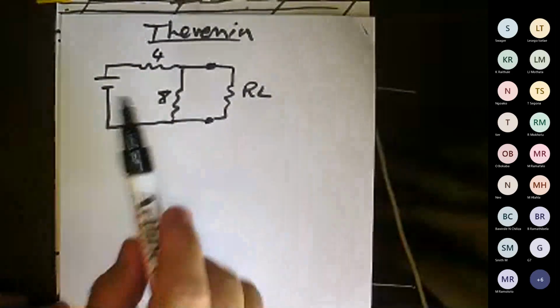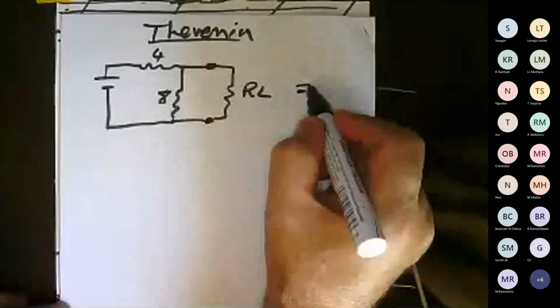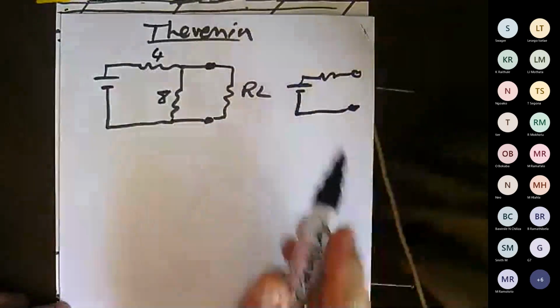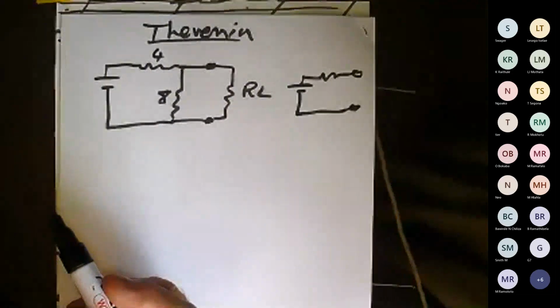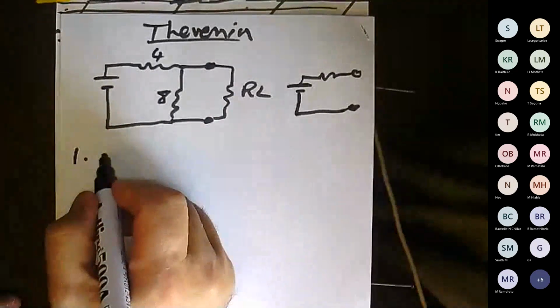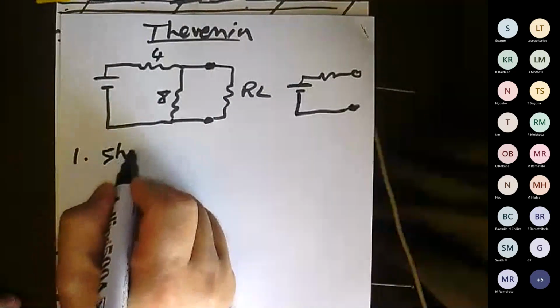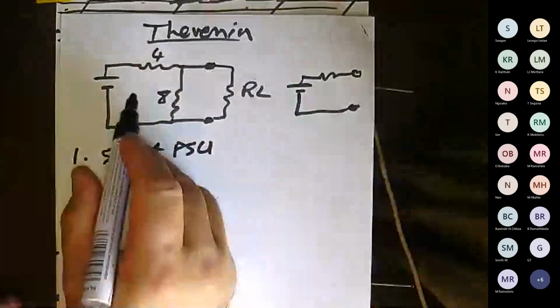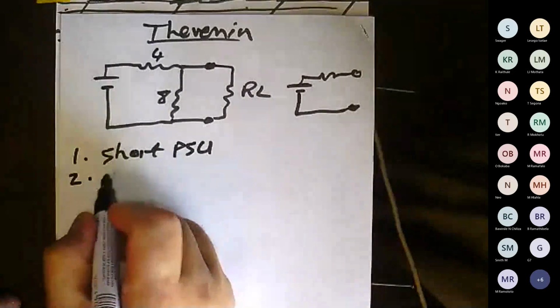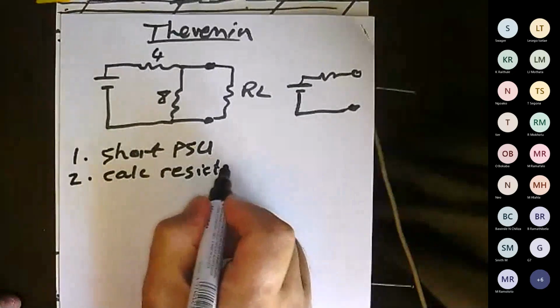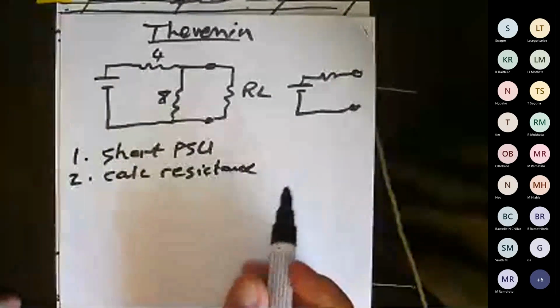What I need to do, I need to have one voltage and one resistor. That's my Thevenin equivalent circuit. To have one voltage and one resistor, I must simplify these resistors. So there's 2 or 3 steps you must take. So step 1 is you short the power supplies or all the batteries. So short the PSU or the source. We short that. And the second step is calculate the resistance.